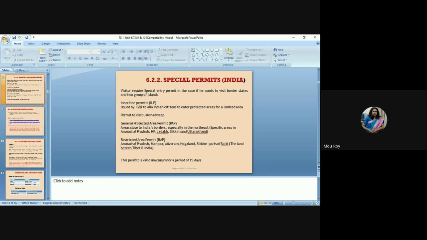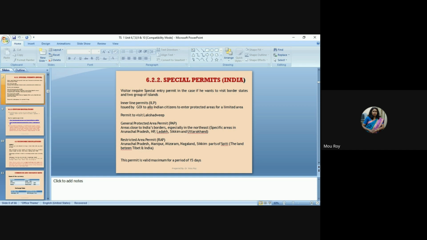So for visiting those areas, the tourists require these permits. Those areas include specific areas in Arunachal Pradesh, Himachal Pradesh, Ladakh, Sikkim and Uttarakhand. Like these are a few places. Then comes the restricted area permit, known as RAP. Visitors need to get this restricted area permit from the local officials, like the local police department. That covers Arunachal Pradesh, Manipur, Mizoram, Nagaland, Sikkim, parts of Spiti. Spiti is basically the land between Tibet and India, the northeastern part of Himachal Pradesh.